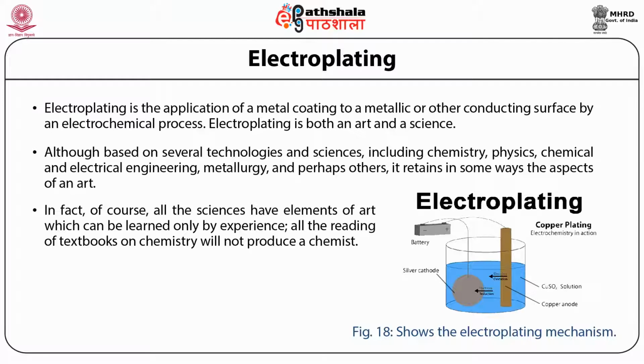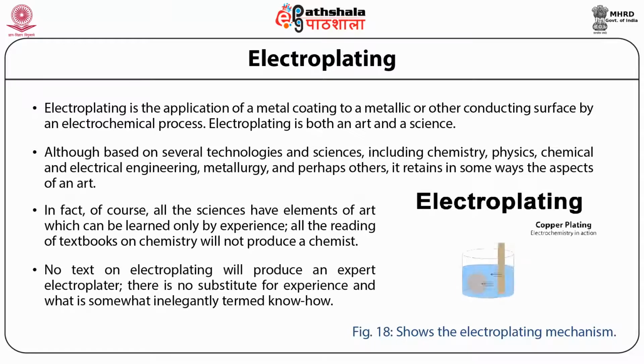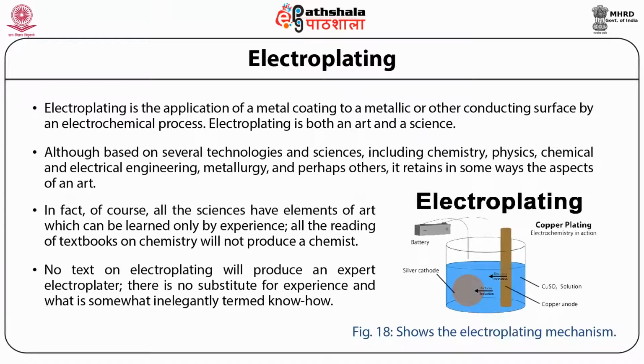All the reading of textbooks on chemistry will not produce a chemist. So, no text on electroplating will actually produce an expert electroplater, and there is no substitute for experience and what is somewhat inelegantly termed know-how. The given figure here shows the electroplating mechanism, in which we can see there are two electrodes, one is the cathode, one is the anode, then there is the solution, and a battery connected between the two electrodes. In our case, the solution is copper sulfate, the anode is a copper rod, and the cathode is silver. So it is actually a copper plating example.